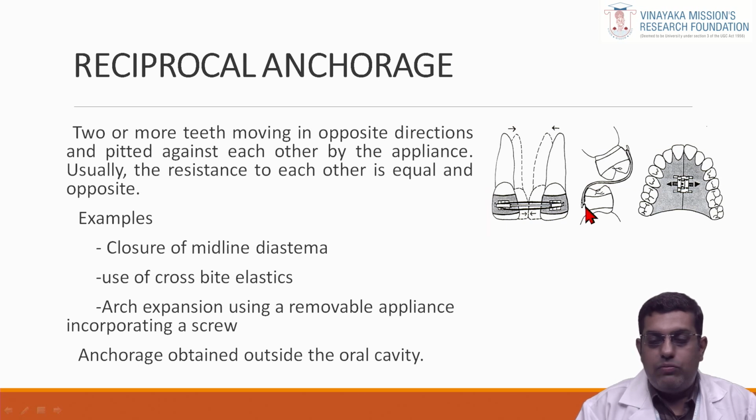So both the teeth move effectively in order to correct the cross bite. So this is another example of a reciprocal anchorage.